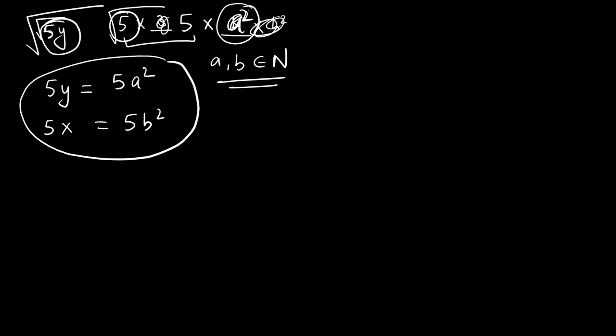Now let's rewrite our equation, that is 1 over root x plus 1 over square root of y equal to 1 over square root of 20.